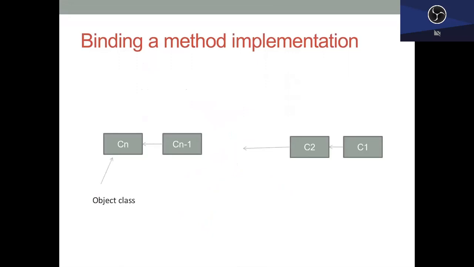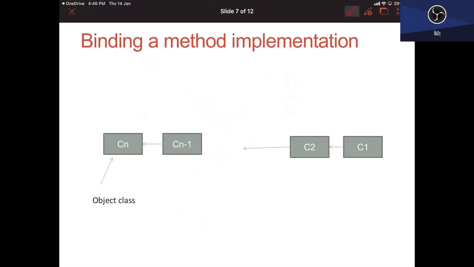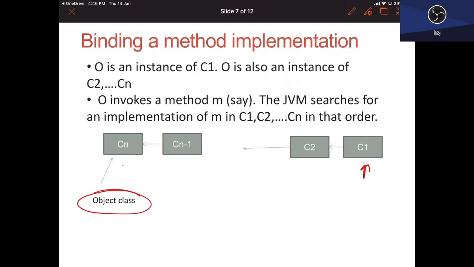So normally our implementation is something like this. Suppose C1 is the lowest class in the hierarchy, and so on up to Cn. Cn is always the object class. So if O is an instance of class C1, then O is also an instance of class C2, because remember C1 is a C2, C2 is a C3, and so on up to Cn. So O is also an object of type object class.